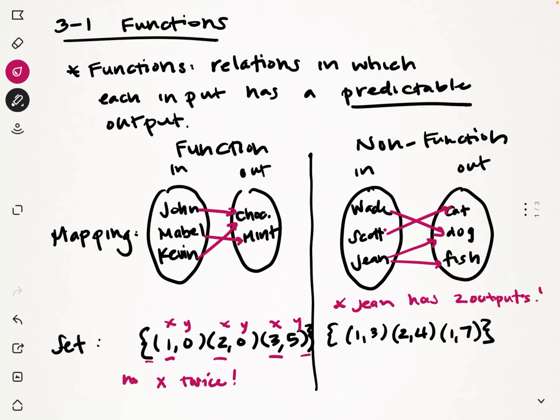Now if we look at the second one, we have 1 going to 3, 2 going to 4, and then 1 going again to 7. For the first and last point, because 1 has an output of 3 and then 1 has an output of 7, this is not a function, right? Because we have two x's with different outputs. Okay, so it goes back to the idea of a function. If I have an input, I should be able to predict what the output is going to be.